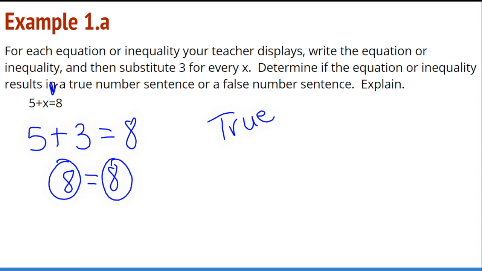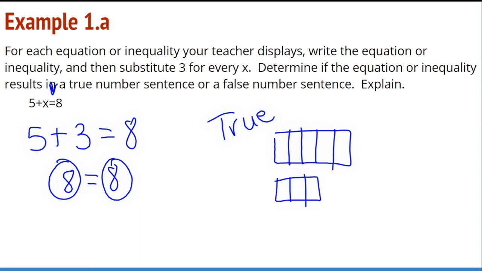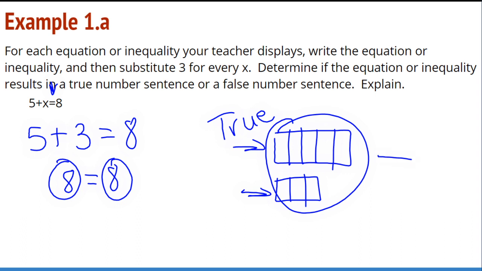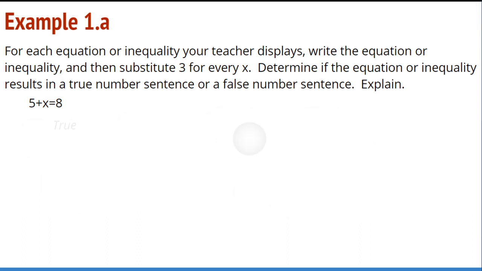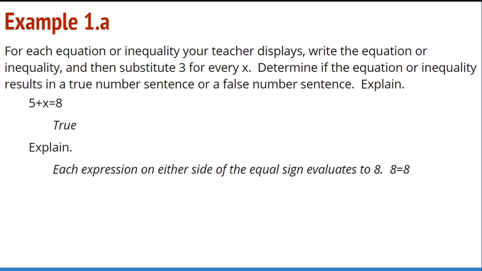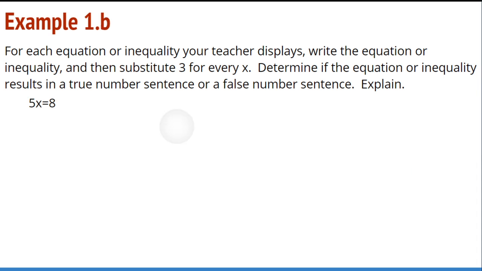I could prove it with a tape diagram. 1, 2, 3, 4. 1, 2. So here is my 5, and here is my 3, and all together, here is my 8. So 5 plus 3 is equal to 8. And of course, I've got some explanations that I've copied and pasted in here. Each expression on either side of the equal sign evaluates to 8. I do enjoy using tape diagrams to prove or disprove these.